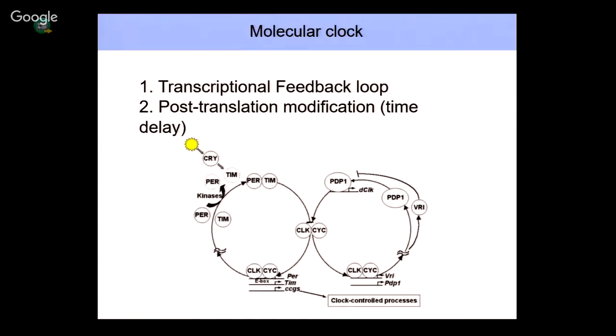So the key point is to have this post-translational modification, so that PER and TIM accumulate more slowly. They don't immediately go into the nucleus to block the activity of CLOCK and CYCLE. After some time delay, they go in to block CLOCK and CYCLE. Then you get this beautiful daily rhythm. So the post-translational modification is a very important part. In addition to the transcriptional feedback loop with its positive element and negative element, the post-translational modification is also important because it provides the time delay to give the negative element the chance to accumulate.